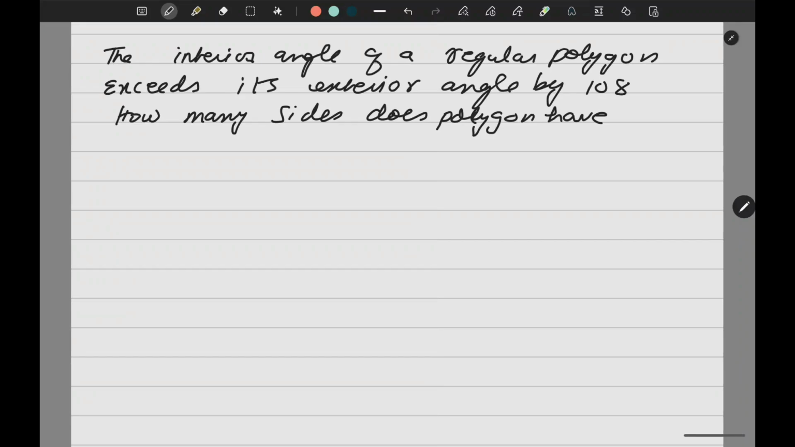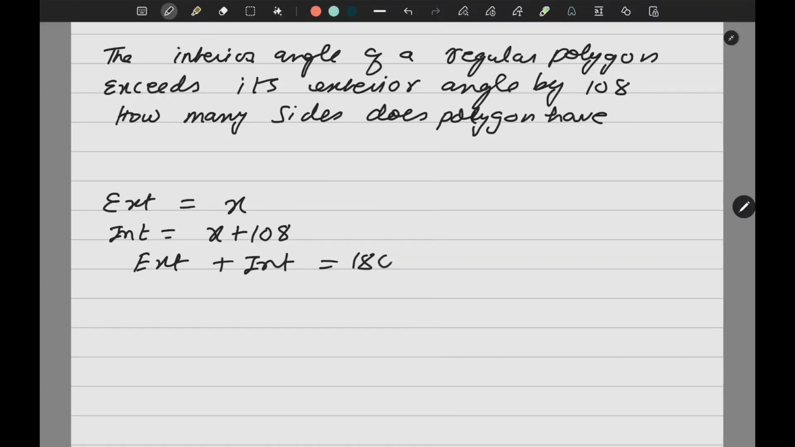The interior angle of a regular polygon exceeds its exterior angle by 108. How many sides does the polygon have? Now see, again read the question. The interior angle of a regular polygon exceeds its exterior angle by 108. So let the exterior angle be x. So your interior angle will be x plus 108. And I know that exterior angle plus interior angle is equal to 180. So this will be 2x plus 108 is equal to 180. Correct. So I reached this point.